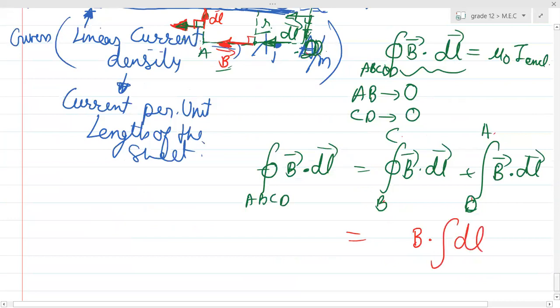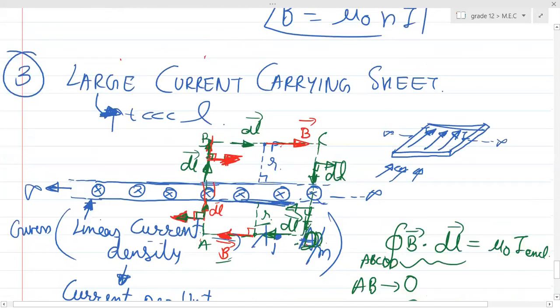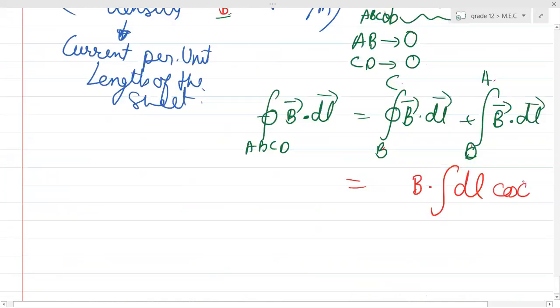DL is inside. Can anyone tell me what is the angle between B vector and DL vector? Can you see the angle is 0 for both? Zero. So when you do both, it becomes twice. Yes or no? Yes, sir.